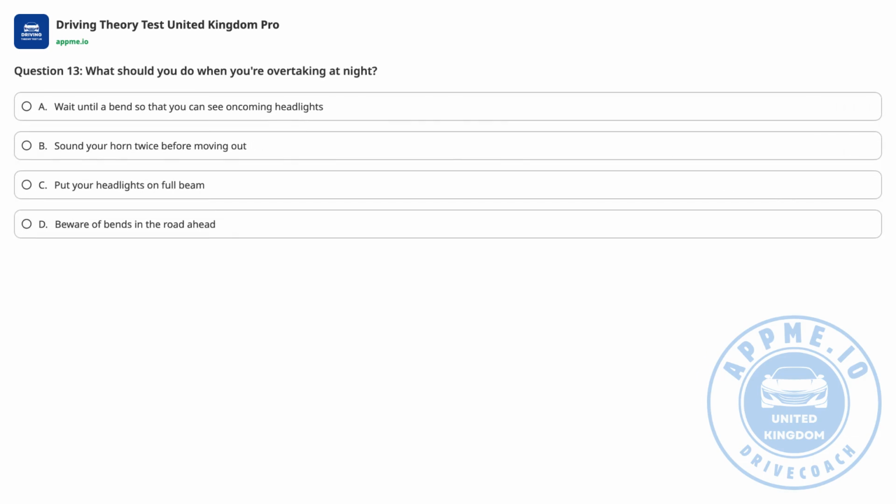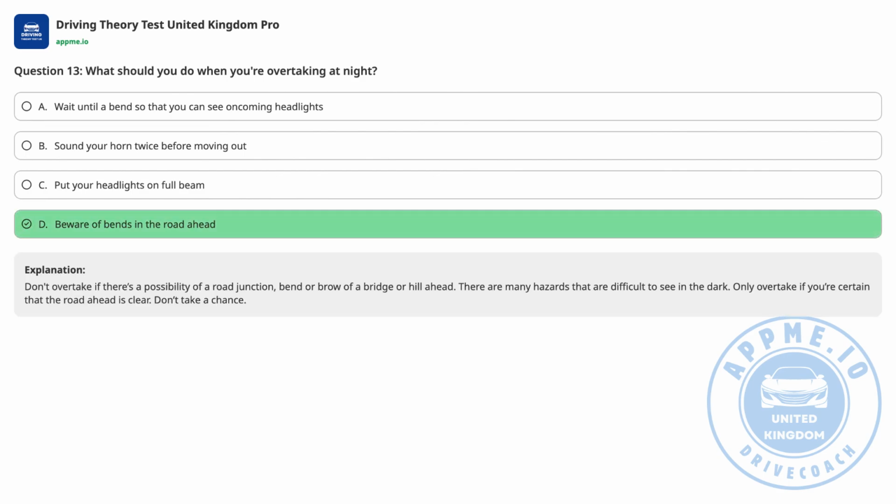Question 13. What should you do when you're overtaking at night? A. Wait until a bend so that you can see oncoming headlights. B. Sound your horn twice before moving out. C. Put your headlights on full beam. D. Beware of bends in the road ahead. The correct answer is D.